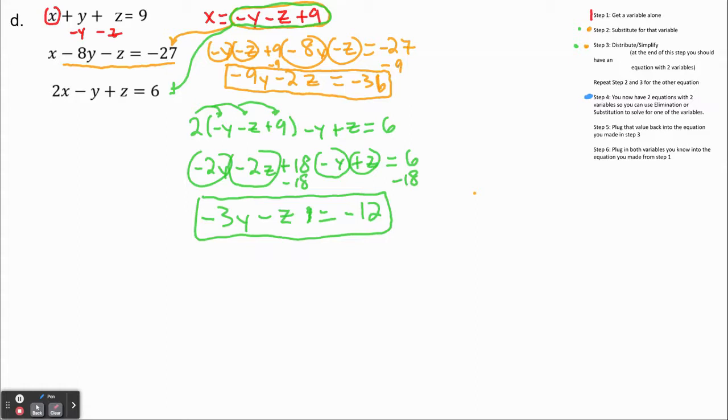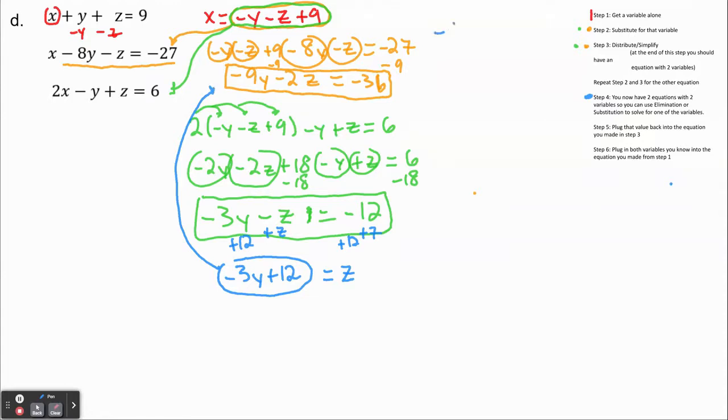I'm going to do the same thing. In this case, I'll go ahead and simplify. I'm going to add z to both sides and then add 12 to both sides of this one. Again, I'm just rearranging this so I can solve for one variable. So I get z equals negative 3y plus 12. And now I can use this to substitute into my other equation that's all the way up here. I'm going to do that to the right.